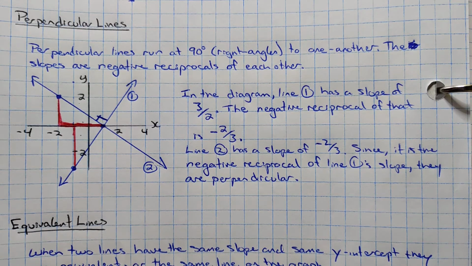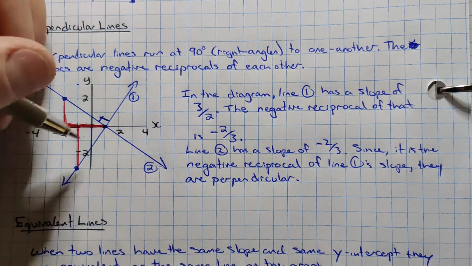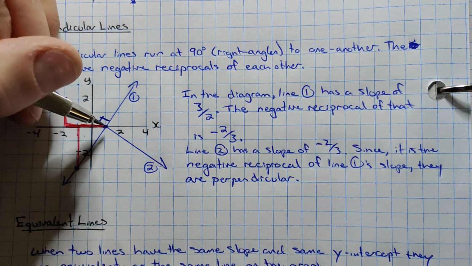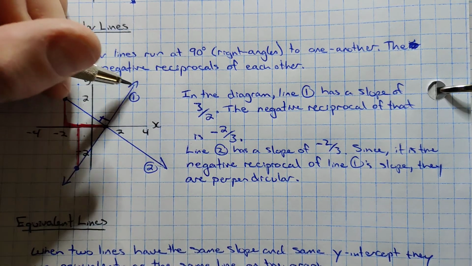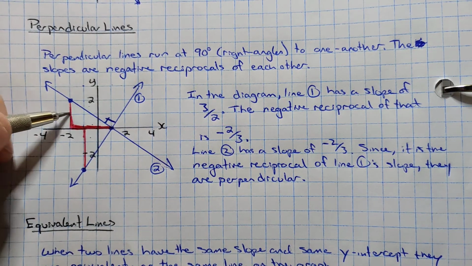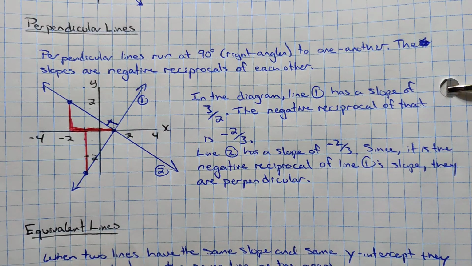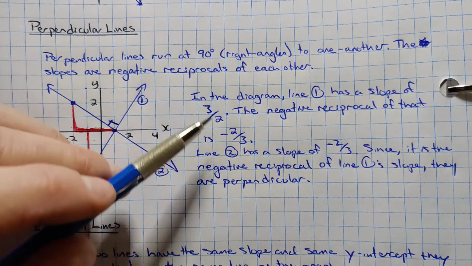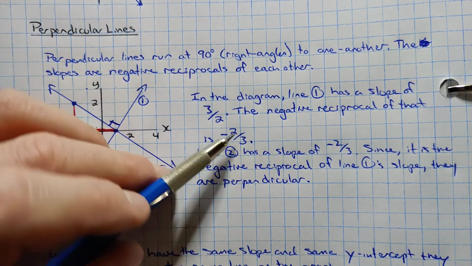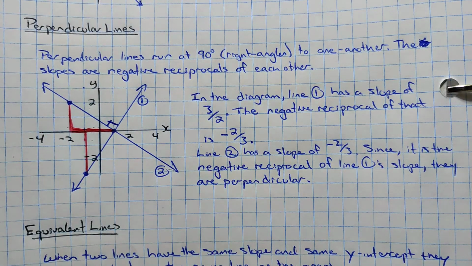So in the diagram, line 1 here has a slope of 3 over 2. From this point, I go up 1, 2, 3, over 1, 2 to the next point, up 1, 2, 3, over 1, 2 to the next point. So there's our slope of 3 over 2. In line 2, we go down 1, 2, over 1, 2, 3. So the slope is -2 over 3. So 3 over 2, if you flip that, you get 2 over 3, and you make it negative. So that's where those two lines have slopes that are negative reciprocals of each other, and thus they are perpendicular to each other.